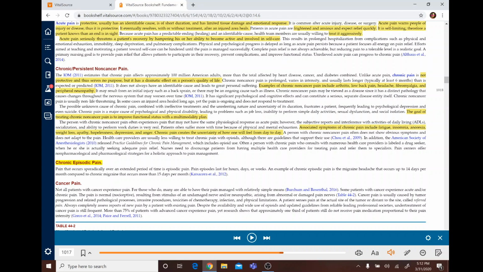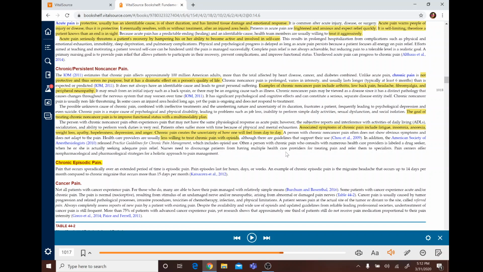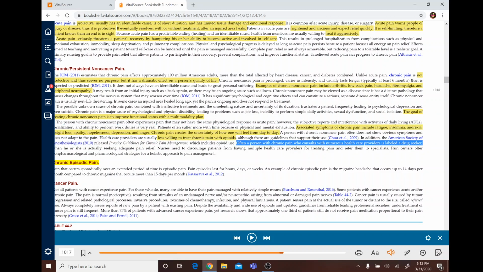I think the big one here is they're less willing to treat chronic pain with opioids. And then often the person with chronic pain who consults numerous healthcare providers is labeled a drug seeker. That one's a poor one, I think, too.